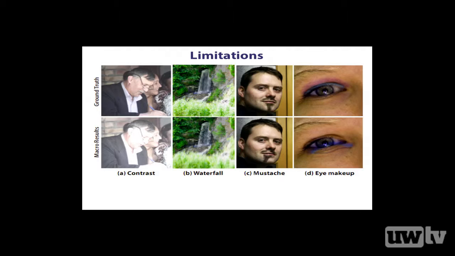So I've shown you some examples, and it works fairly well, but of course there are some failure cases. So here, in the first example, the learning fails to correctly adapt the parameters for the contrast manipulation, or it thinks that the white grass should be selected as the waterfall, or it applies the mustache and the makeup at the wrong location.